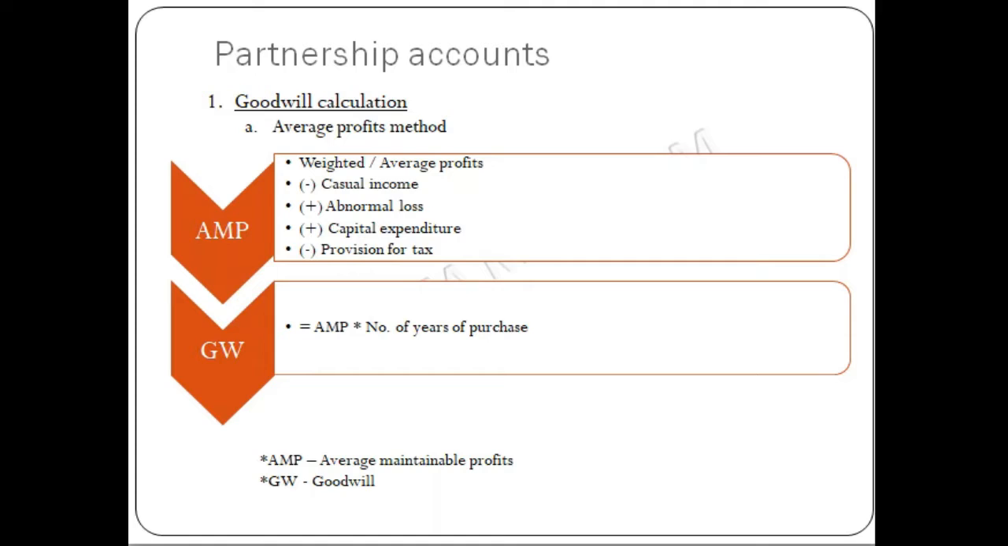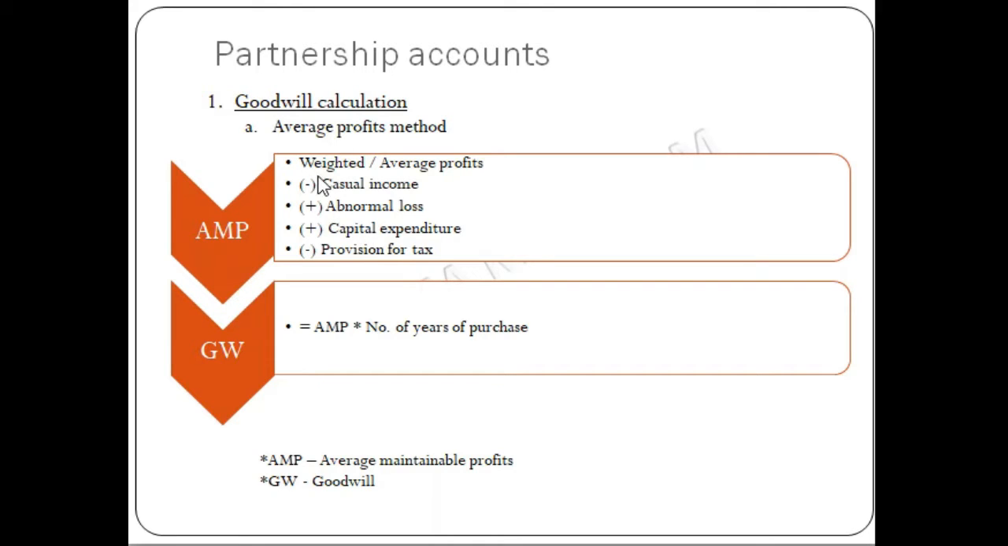Goodwill calculation as such will remain the same whatever the scenario the firm is coming across. So let us see the steps that are required for calculation of goodwill. There are three methods of calculation of goodwill: average profits method, super profit method, and capitalization method. Let's take a look at average profits method.